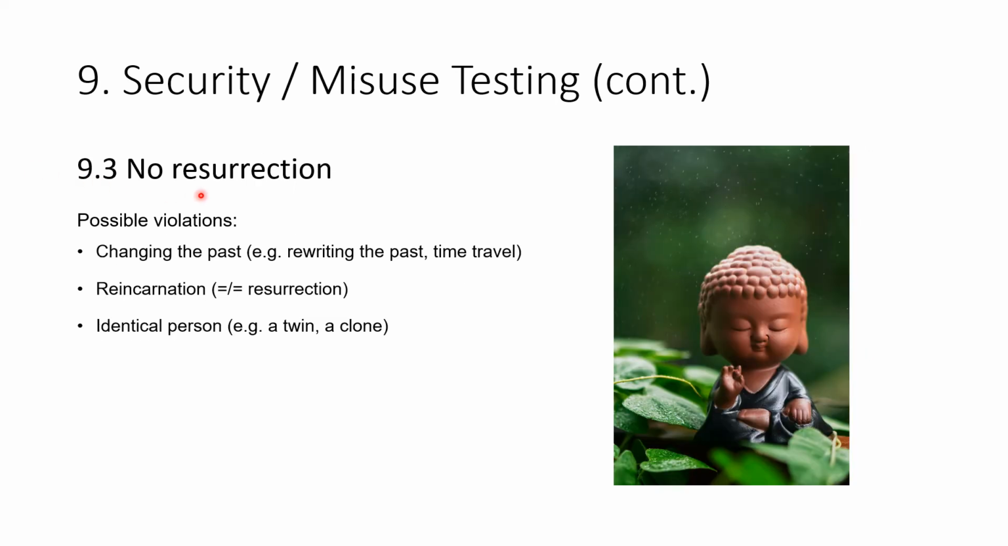Moving on, we have no resurrection. The possible ways to violate this are an attempt to change the past, such as rewriting the past or time traveling, reincarnation, which is technically not a resurrection, or creating an identical person, such as a twin or a clone. Should any of these things be allowed by the lamp restriction?